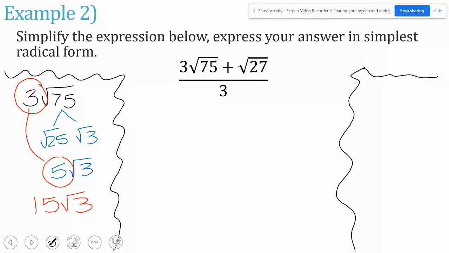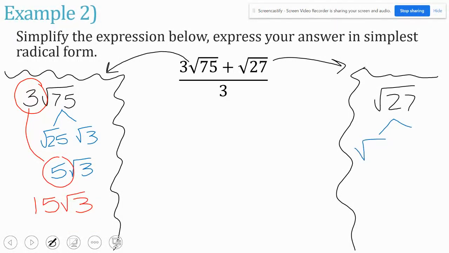Now I'm going to do the same thing over here. So I'm going to just draw an arrow. We're going to simplify radical 27. Now the largest perfect square that can go into 27 is 9. So this separates into radical 9, radical 3. And that becomes 3 radical 3. Because the square root of 9 is 3.